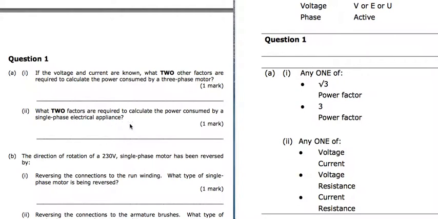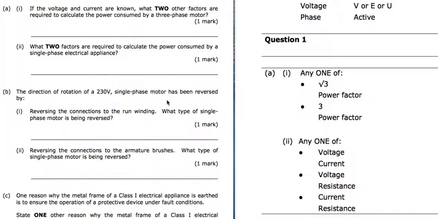Question 2: what factors are required to calculate the power consumed by a single phase? Single phase power is voltage times current, or V squared over R, or I squared R. So you're looking for any two of those. Easiest one, voltage and current. Power equals I times V.